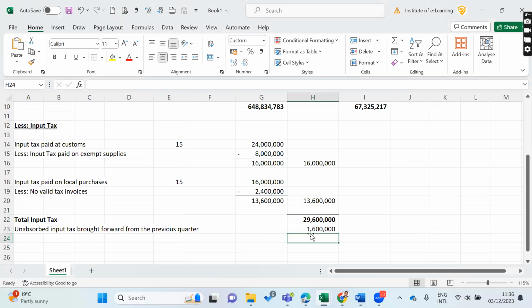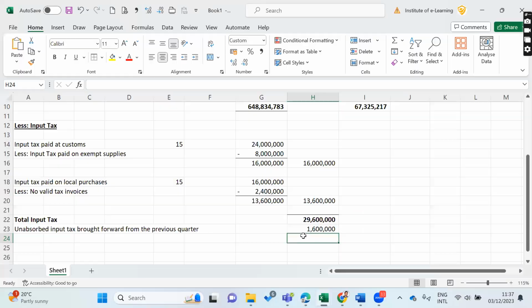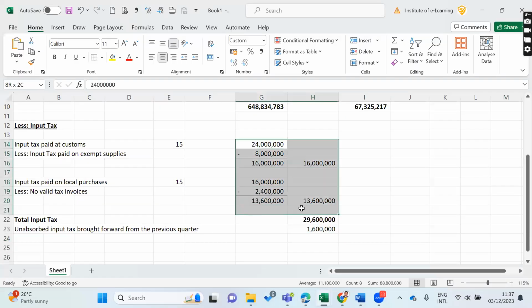This 1.6 million, this one also is taken, this adjustment is considered, this adjustment also considered. This one I missed explaining. Here, brought forward: if you have any brought forward input, you can claim, no worries. After considering these adjustments, you have to consider if you have any brought forward unabsorbed input VAT paid. You can claim it in this quarter.